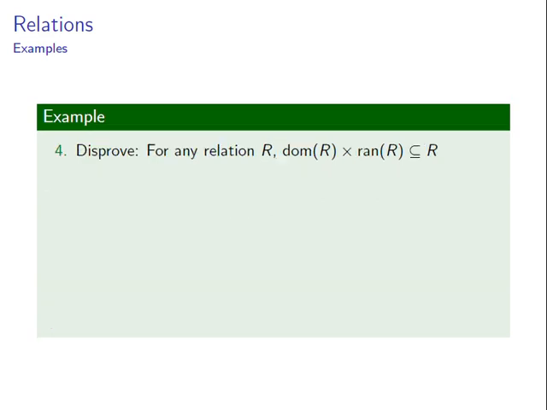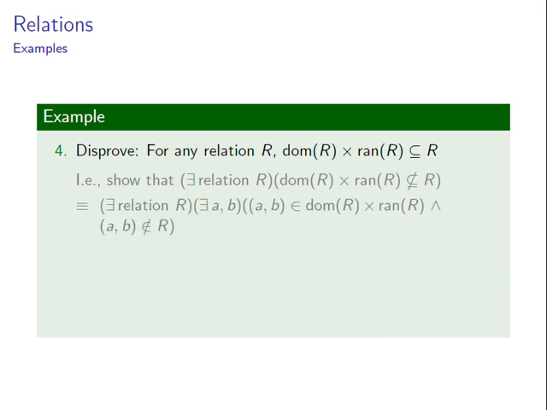In this next example, we are to disprove the claim that for any relation R, domain of R cross range of R is a subset of R. That is, we are to show that there exists a relation R such that domain of R cross range of R is not a subset of R. Using the definition of set inclusion, this is equivalent to the statement that for some relation R and for some objects a and b, the ordered pair (a, b) is an element of the domain of R cross range of R, but (a, b) is not an element of R.